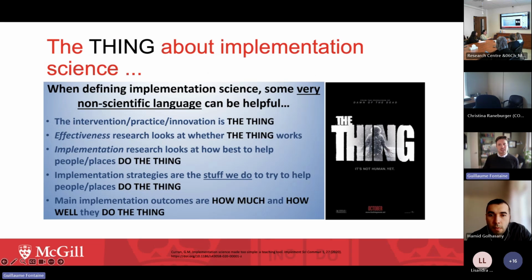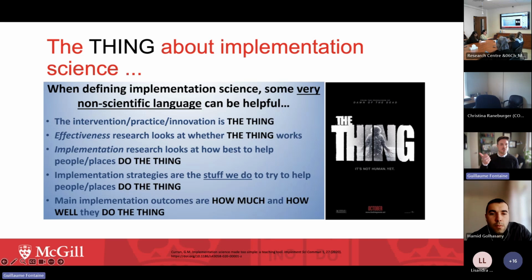When we talk about implementation science, I also like to refer to "the thing," right? Like the movie. This is from Geoffrey Curran, an implementation scientist in the US, and he has this analogy where he says that the intervention, the practice, the innovation that we're putting into practice is the thing. So a treatment, a test, any type of clinical practice that we want to improve. Effectiveness research looks at whether the thing works on client outcomes, so improving different client outcomes. Implementation research looks at how best to help people in places do the thing.